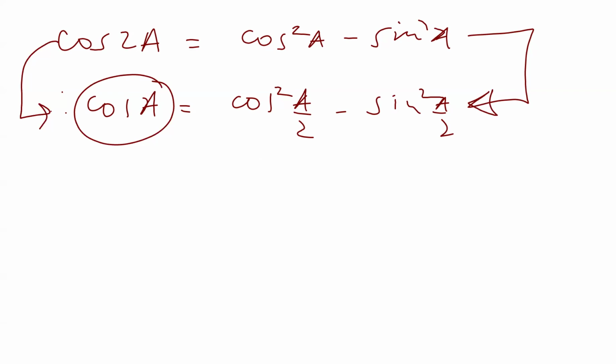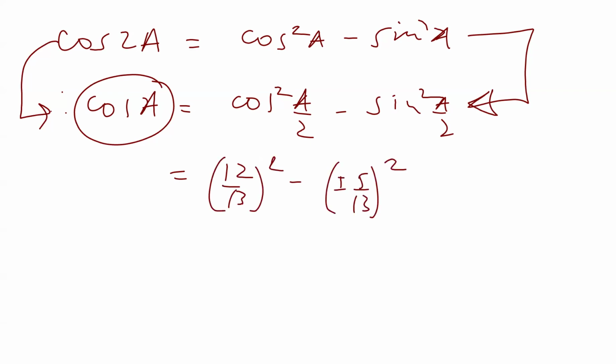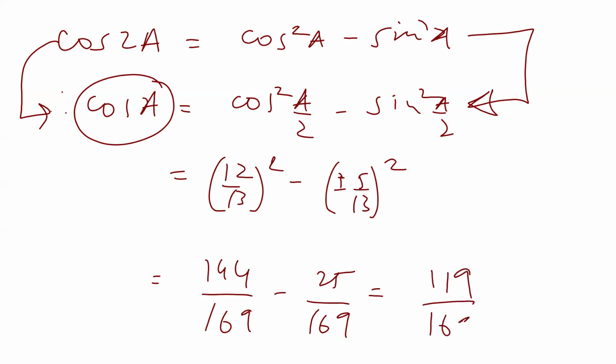Cos A value we are supposed to calculate. Cos square A by 2, so cos A by 2 is 12 by 13, which is the whole square, and sin A by 2 is plus minus 5 by 13. So this will be 144 upon 169 minus 25 upon 169, which is equal to 119 upon 169. The answer will be positive because the square of positive or negative is always positive.